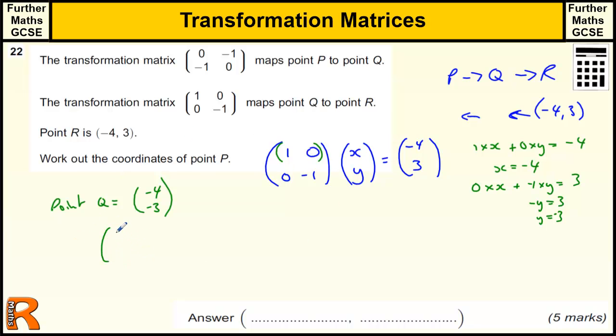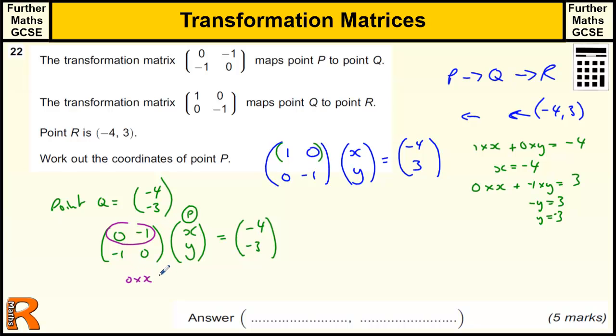So this matrix, 0, -1, -1, 0, maps the point P onto the point Q, which we just worked out to be (-4, -3). So we take this top pair again, and we times that by x and y, so 0 times x plus -1 times y equals -4. So the 0x means that's gone, and we've just got -1 lot of y, so -y equals -4, so y equals 4.